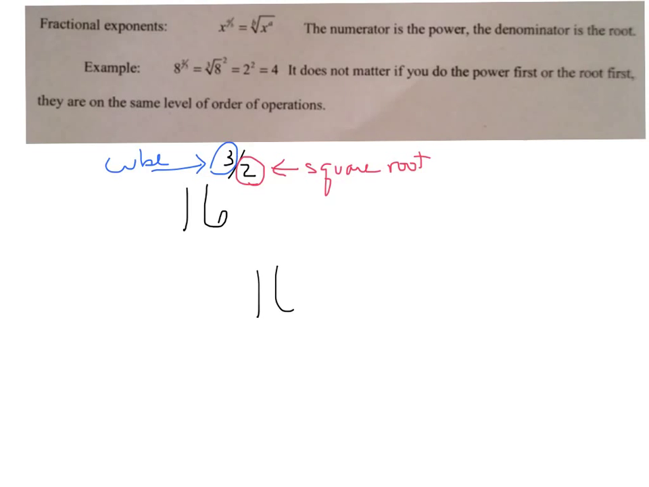So let me give you another example here. Let's say I take 16 to the 3 halves power. Now again, this here is a square root. That's what that means. And this piece here is a cube, or a power of 3. So if I take my 16 and I square root it, and then cube it, I will get, of course, square root of 16 is 4, and 4 cubed means 4 times 4 times 4, which is 64. Final answer.